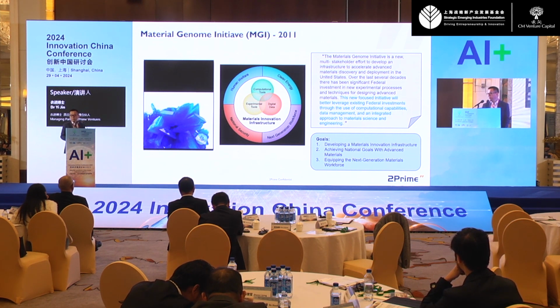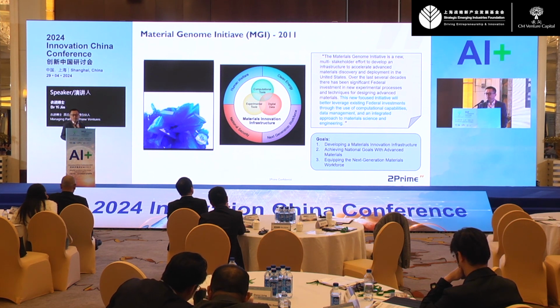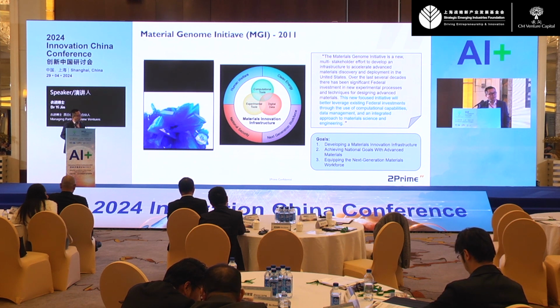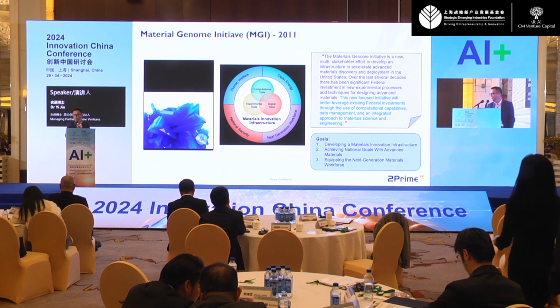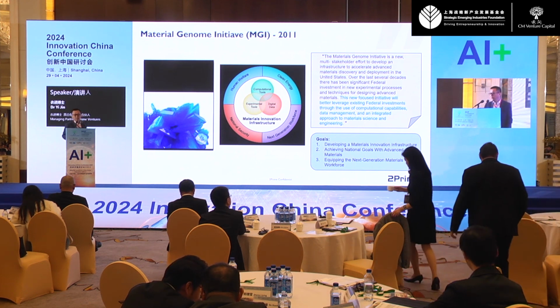So the Materials Genome Initiative started in the United States in the year 2011. At the time, this was established as a cross-functional and cross-department initiative. It's a new multi-stakeholder effort to develop an infrastructure to accelerate advanced materials discovery and development in the United States. So, this was the vision in the year 2011.